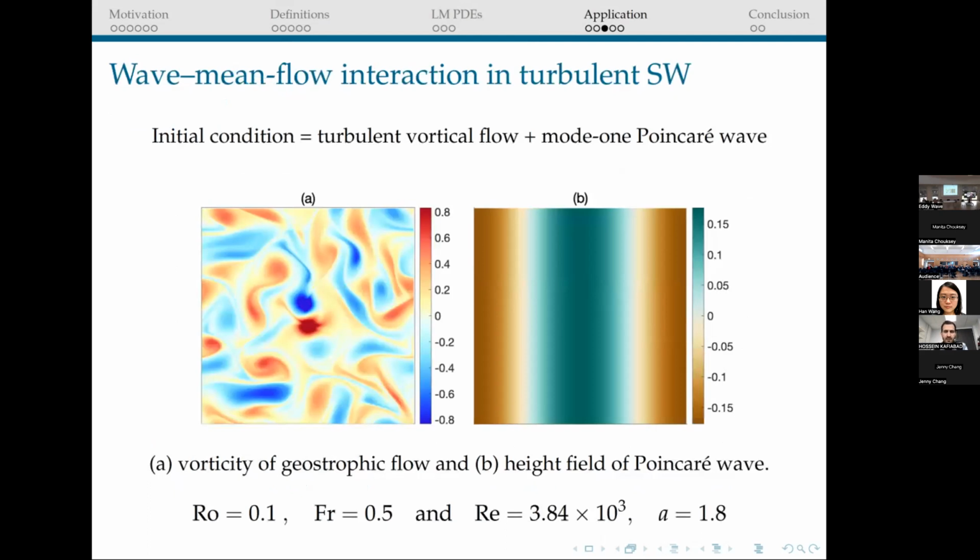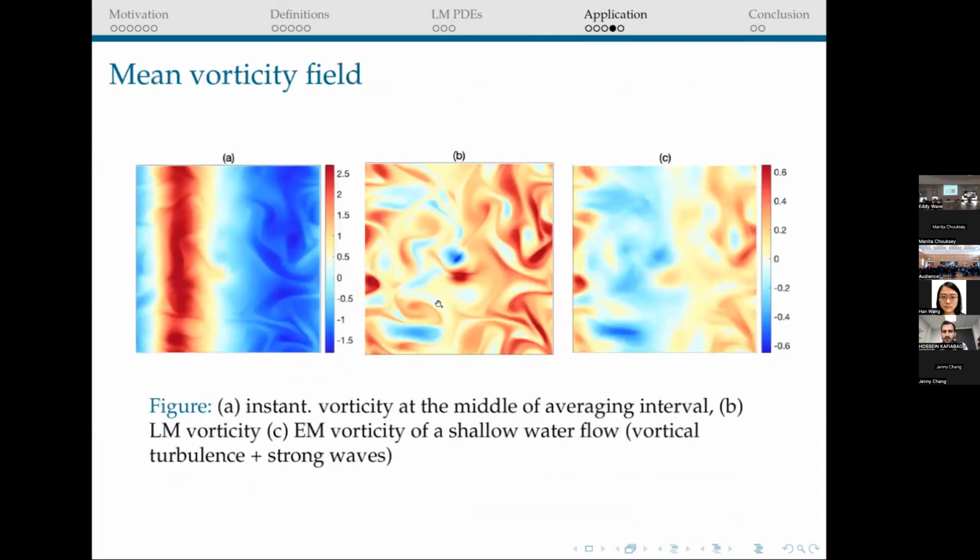This is another example that I mentioned at the beginning of my talk. I took a Poincare wave of mode 1 and a geostrophic turbulent field, and I plugged them into the shallow water equations, and I did the Lagrangian Eulerian filtering, and I managed to preserve a lot of important dynamics in the Lagrangian mean field, which I couldn't in the Eulerian mean field.